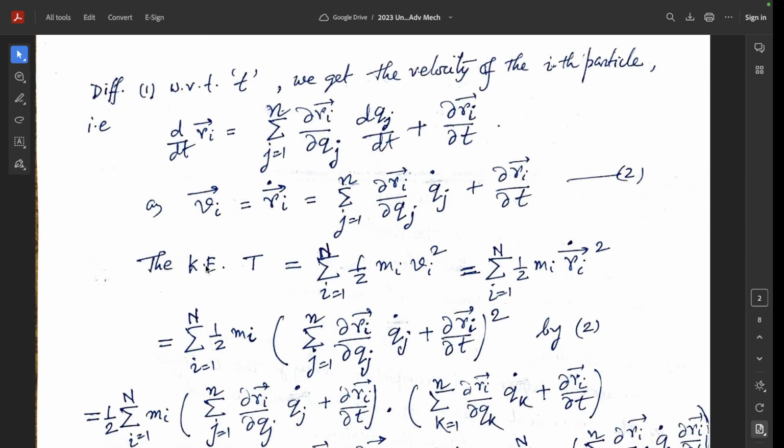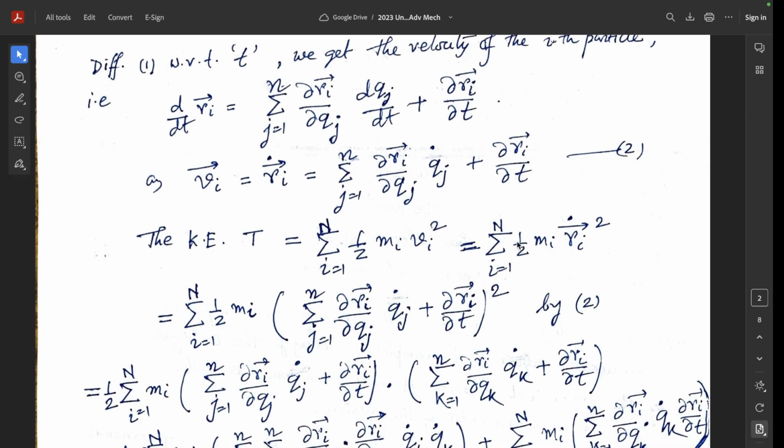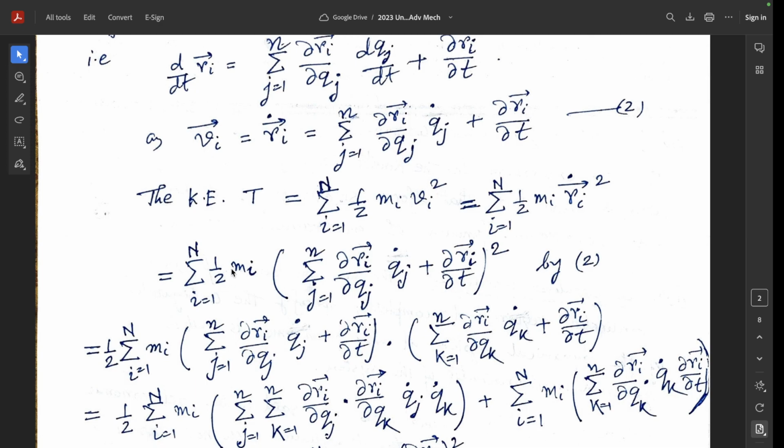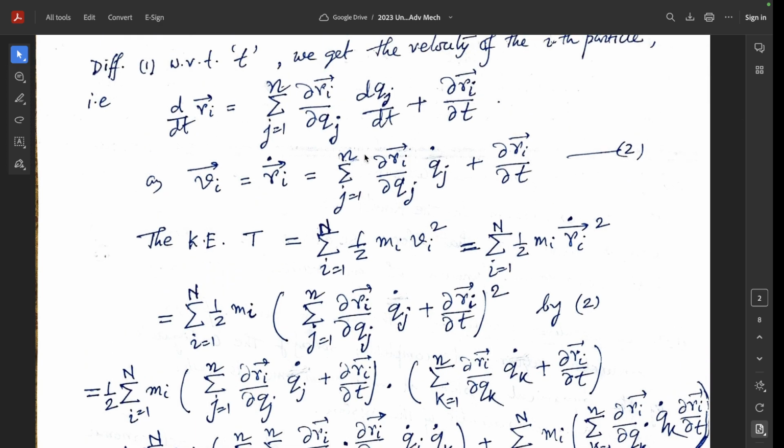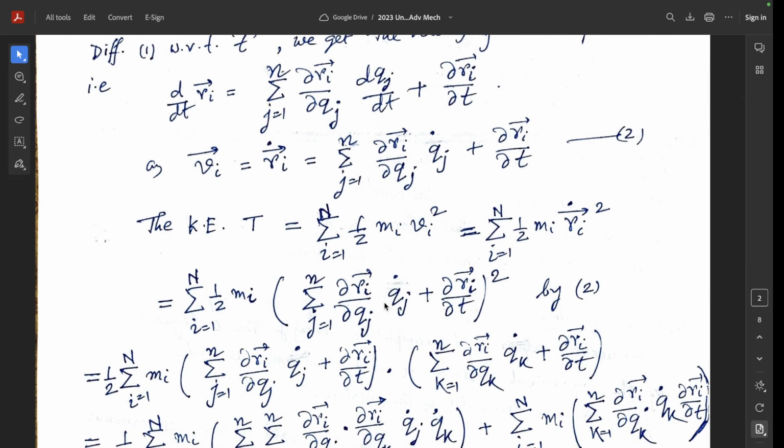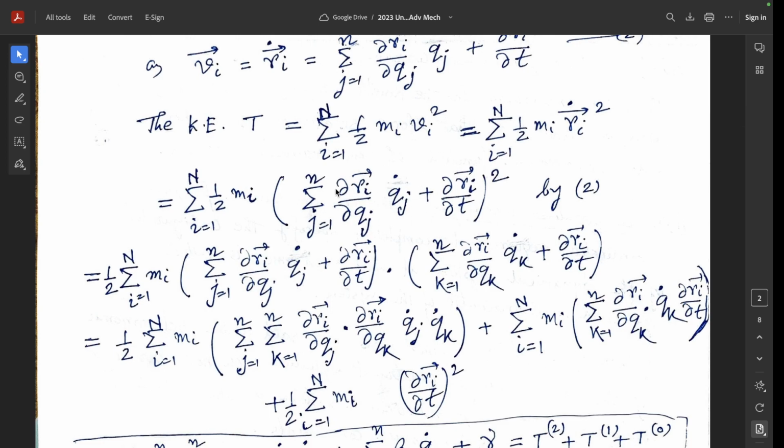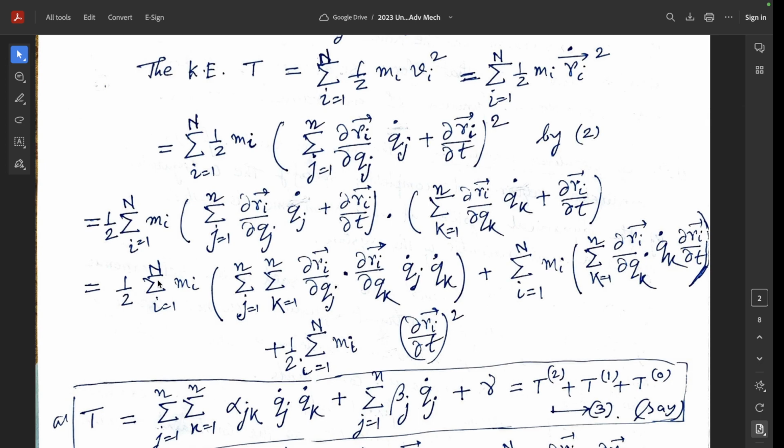Equation 2. Then the kinetic energy T equals summation over i equals 1 to capital N, the number of particles, of half m_i v_i squared. So T is summation of half m_i r_i dot squared. Now put this r_i dot from expression 2, where the dot means a vector dot product, and multiply. So half summation over i equals 1 to capital N, where j runs from 1 to small n and k runs from 1 to small n, of del r_i vector by del q_j dot del r_i vector by del q_k, times q_j dot q_k dot.